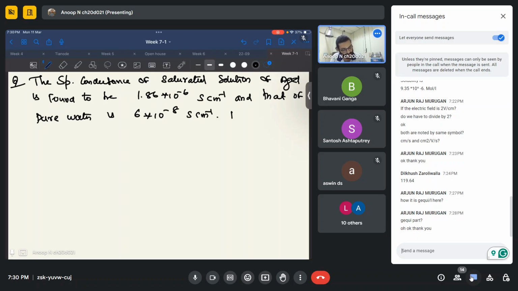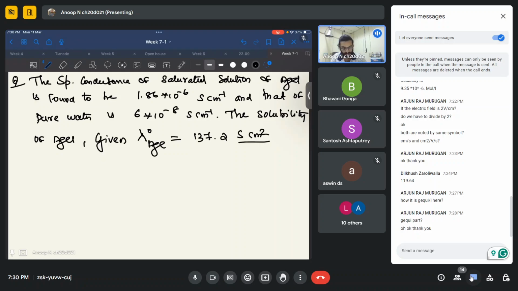The solubility of AgCl, given lambda 0 of AgCl is equal to 137.2 Siemens centimeter squared per gram equivalent. So it's direct.